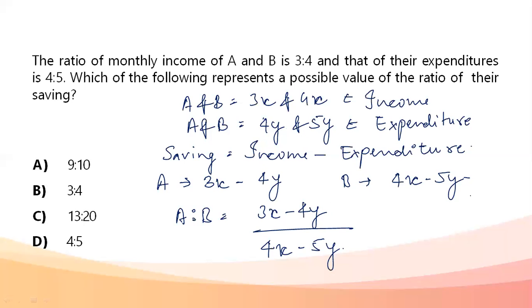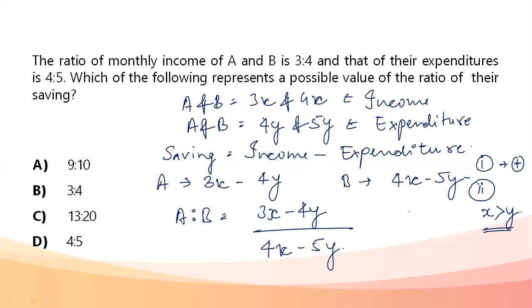Now, for this, I need to have positive values of savings. I cannot have negative values. So, first thing, I need to have positive values. For having positive values, x has to be greater than y in all the cases. Whatever value of x I take, whatever value of y I take, it has to be x greater than y always. Okay.